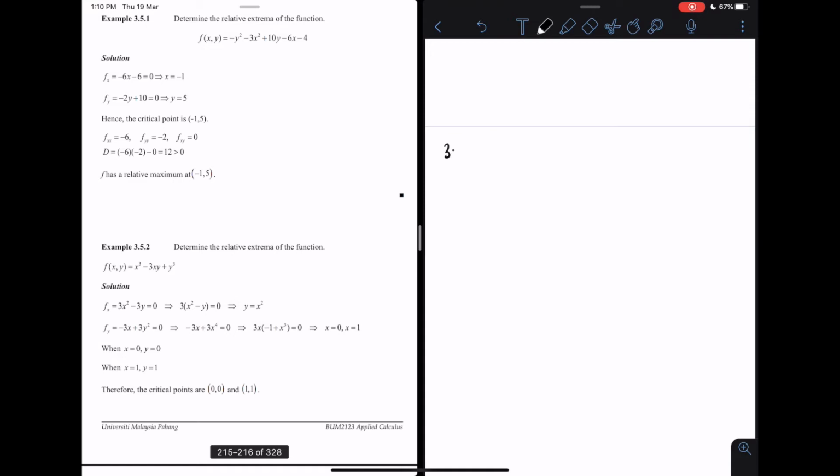Example 3.5.2. Determine relative extrema for function f(x,y) equal to x cubed minus 3xy plus y cubed. Okay, don't worry, we go step by step. How to solve?